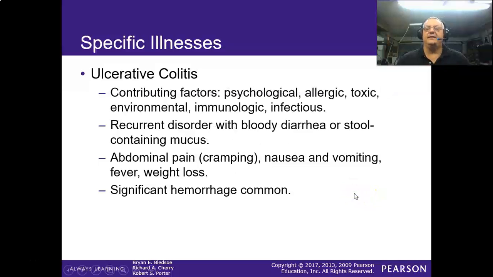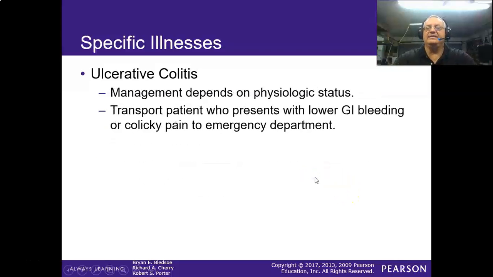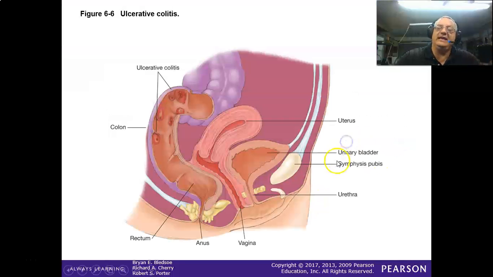And again, a lot of the things there are what you ate, toxic inputs, immunologic problems, and a recurrent disorder. Usually you've got the bloody diarrhea or stools with that. And again, you're going to get some abdominal cramping. The hemorrhage is what we're worried about the most here. And then again, it's a transport, and again, lower GI bleeding with colicky pain. They need additional treatment that we cannot give.